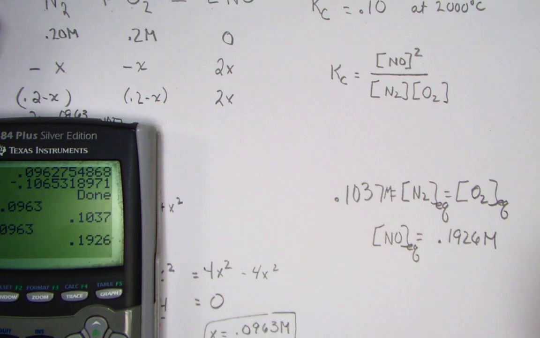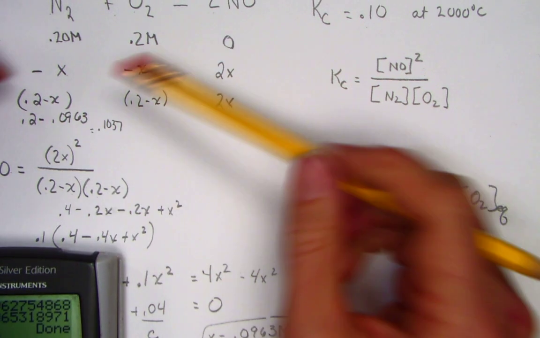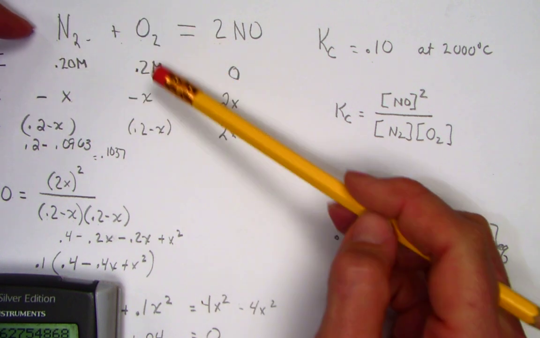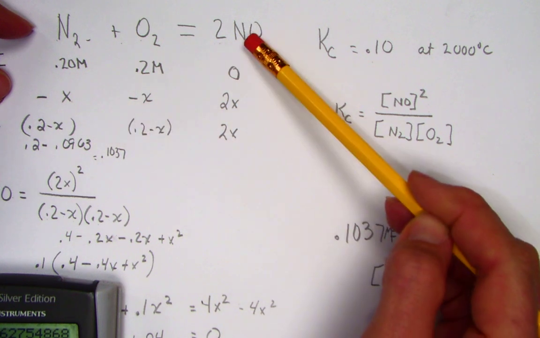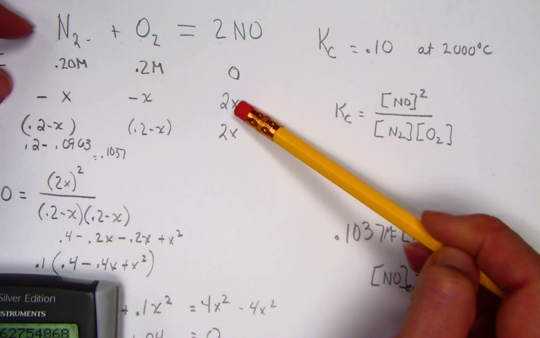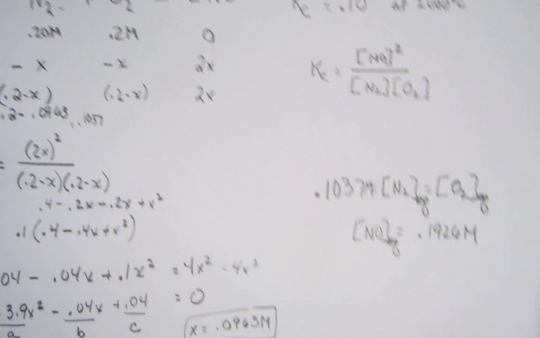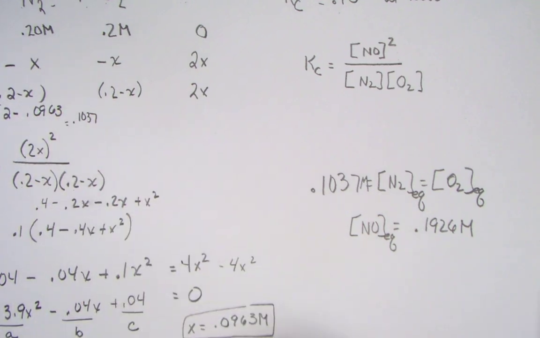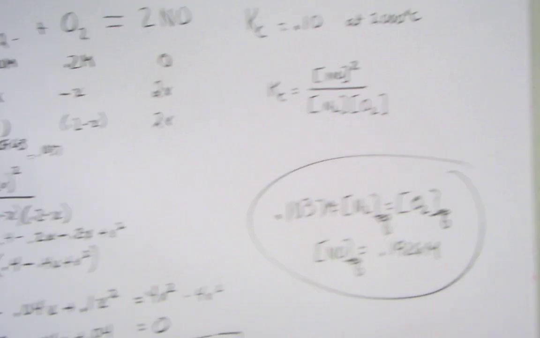0.1926 molar units. Alrighty, setting up an ICE chart, letting x stand for the value of how much reactant was consumed. The 1-to-1 stoichiometric ratio said both were equal to negative x. The twice the amount of product that is made was determined to be 2x. And then from there it's algebra, pulling out using the quadratic formula the value of x, going back to plug it into the equilibrium line to solve for the question asked: what are the equilibrium concentrations of reactants and products?